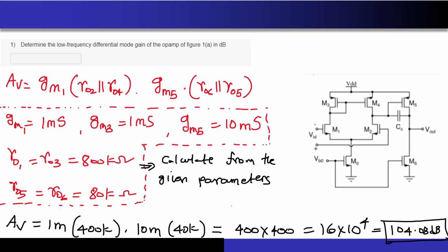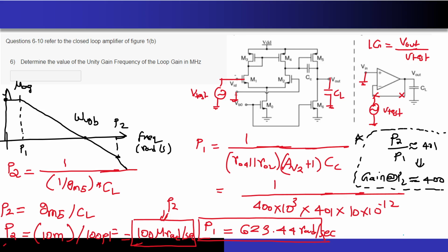So getting the DC gain is not a problem. This expression is known, it is very trivial. You can get the gms and the r0s from the circuit. So the gain of the circuit is around 104 dB. Let me just check whether calculating the unity gain frequency is going to be difficult. Again, it is not going to be difficult, right? The unity gain frequency is very easy. Again, it will come out to be the same, gm1 by CC.